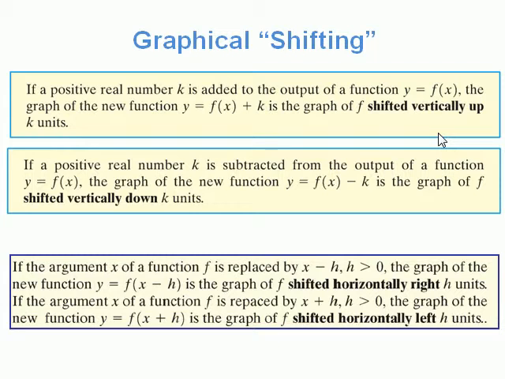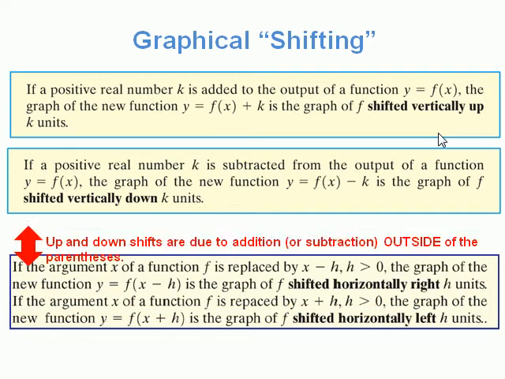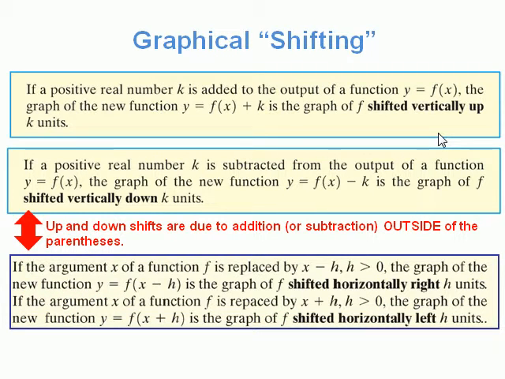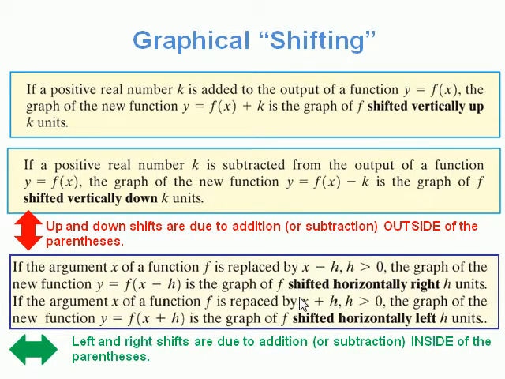In general, here's all of our stuff done. We did our shifting vertically. We did up when we had a plus. We did down when we had a minus. But the key thing to remember is that the up and down shifts are due to addition or subtraction outside the parentheses. It's going to be f of x minus k, or f of x plus k. But now, if we're going to do a shift horizontally, either left or right, then that is going to be when something is inside our parentheses right there, okay? So keep that in mind. That'll be really helpful.